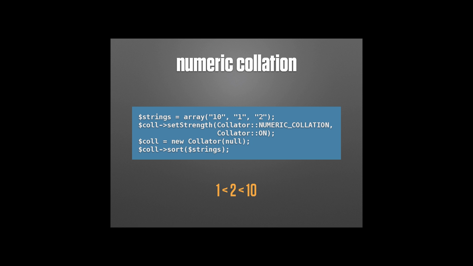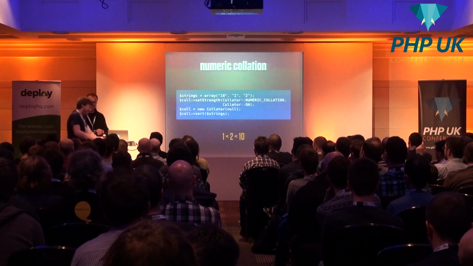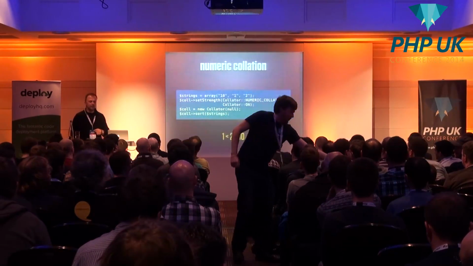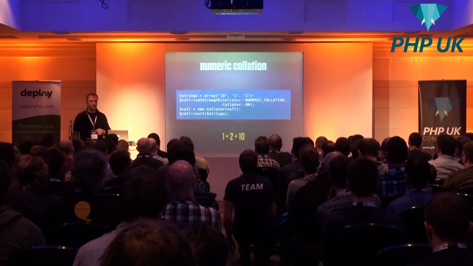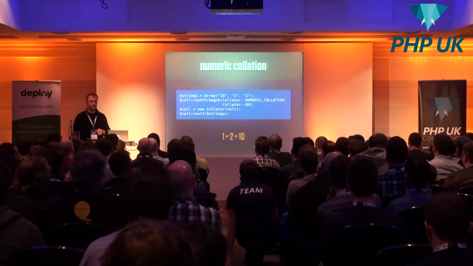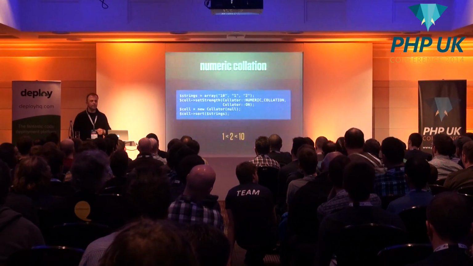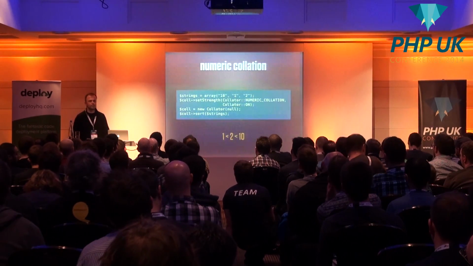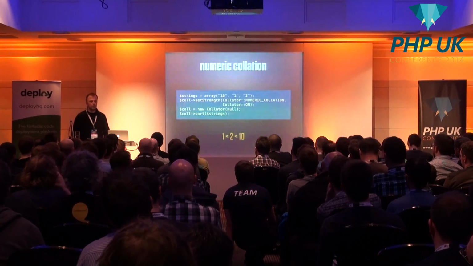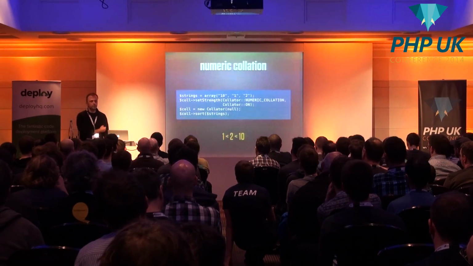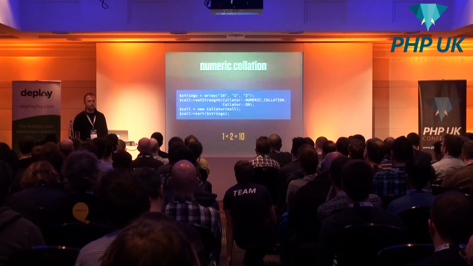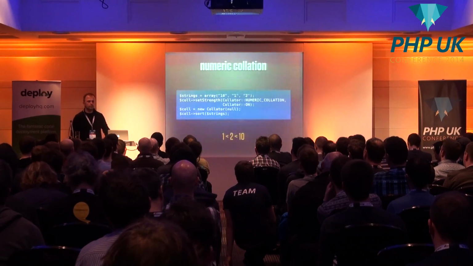Any more questions on collation? I can see that you switch the numeric collation on here, and I assume you have to switch it off again. So is there a method to ask the collator what all your settings are at the current moment? There's get attribute, so you can say get value for numeric collation, and yeah. I'm not going through all the different methods, just highlighting certain portions.